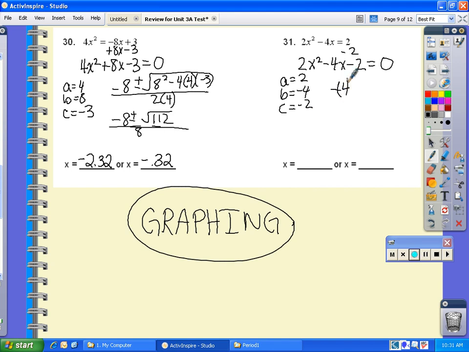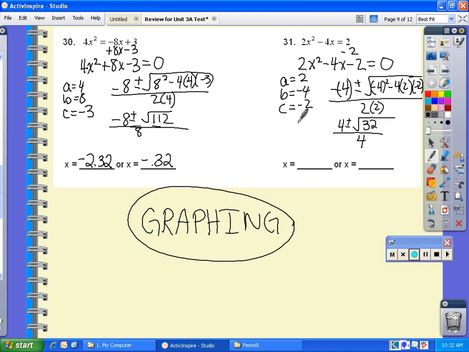So I'm going to take negative b plus or minus the square root of b squared minus 4 times a times c, all over 2 times a. For this one, you will have 4 plus or minus the square root of 32 over 4.